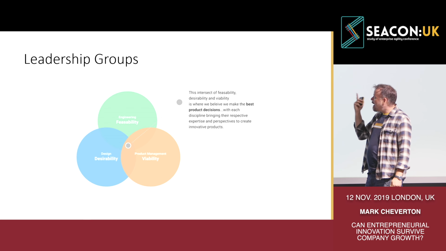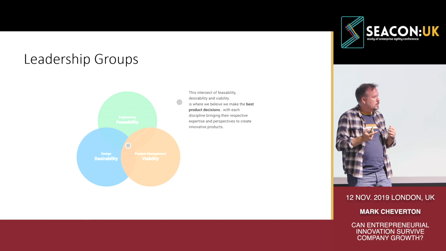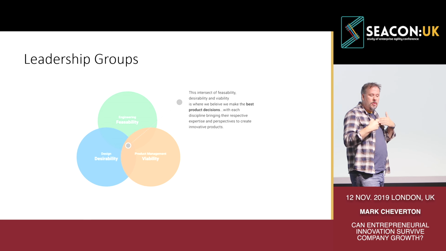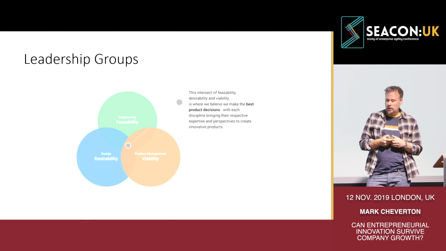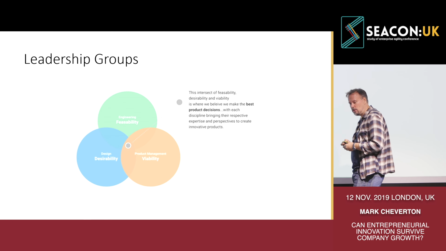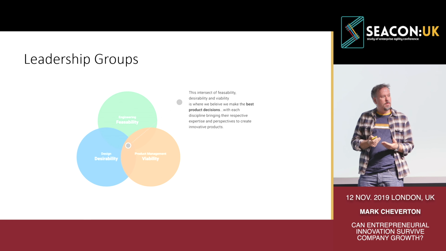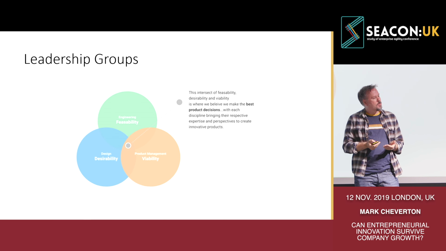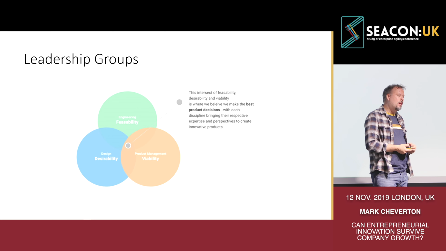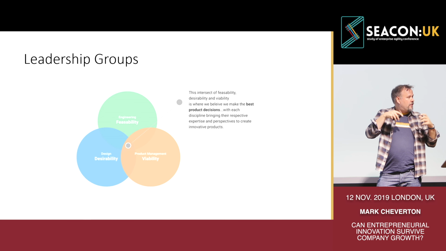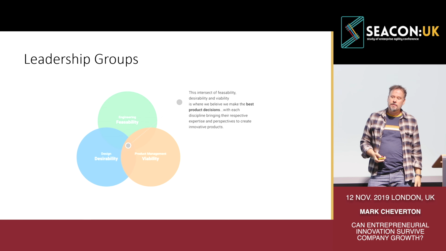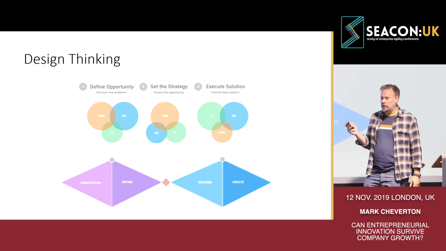At Redgate, we have a leadership model which essentially looks at 3 perspectives. We've got the product managers bringing a sense of commercial viability of the solution. We've got the technical function bringing the technical feasibility, and we've got designers bringing the desirability. And at the intersection of those 3, if all those people are playing together with their different perspectives, we feel we build the best products.